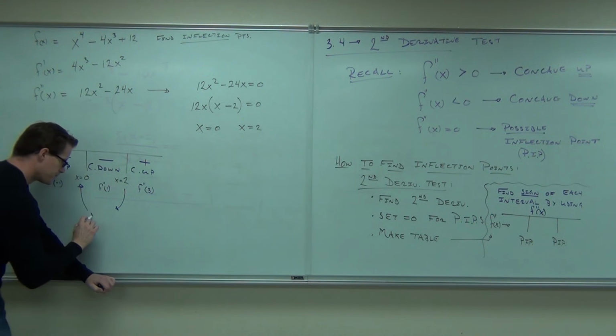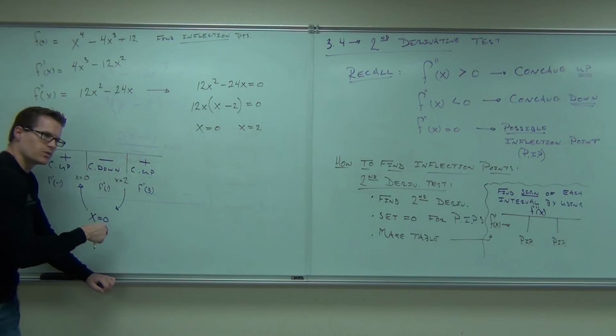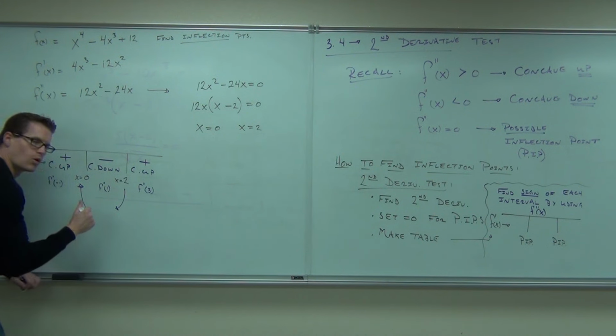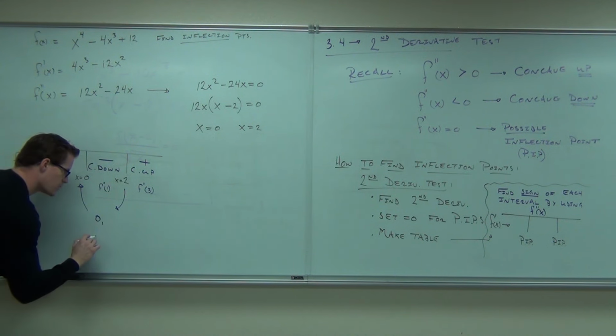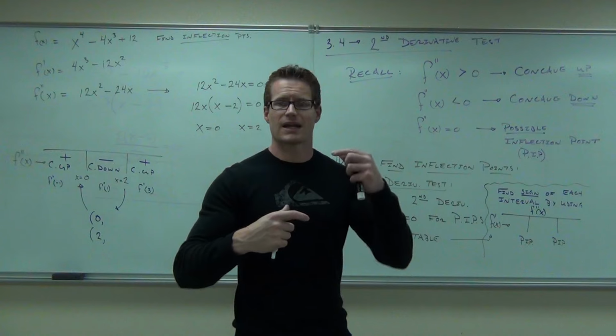By the way, is that my inflection point? No. That's the x value for my inflection point. Let's find the inflection points themselves. So I want 0, comma something and 2, comma something, because those are the x coordinates of my inflection points. I have 0 and I have 2.